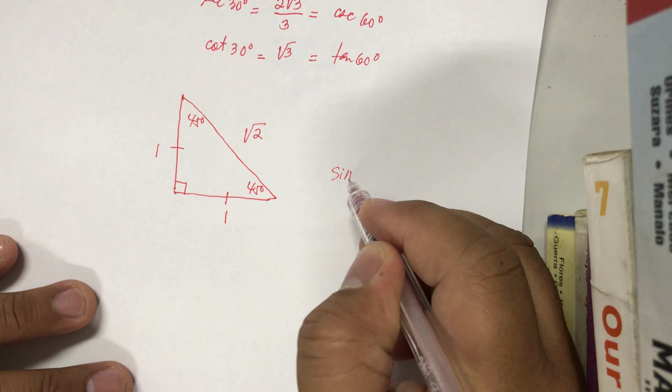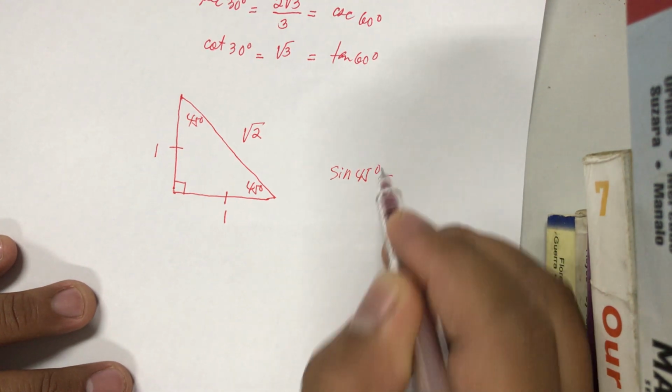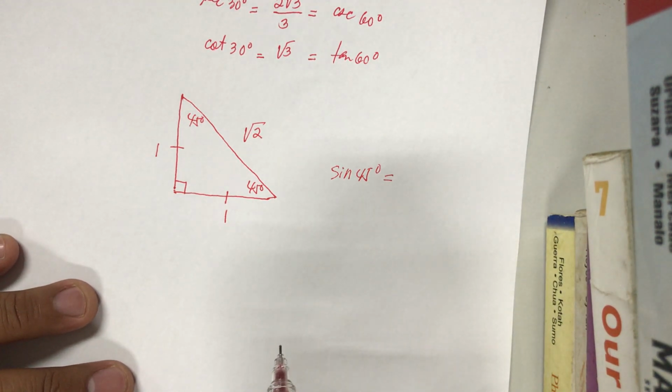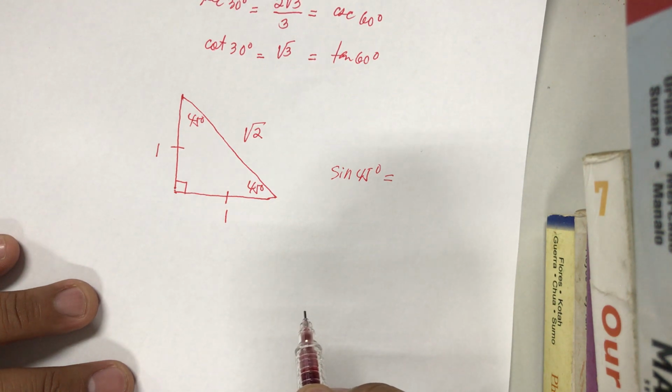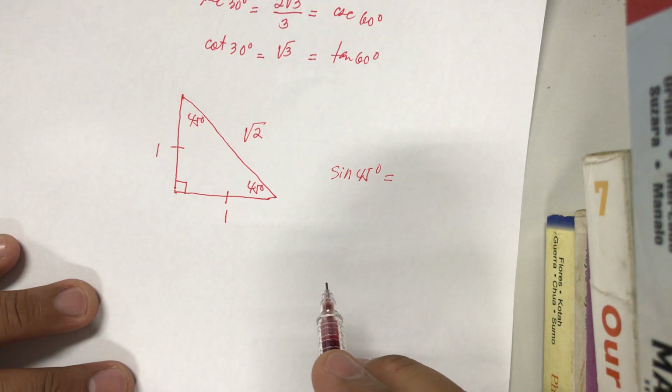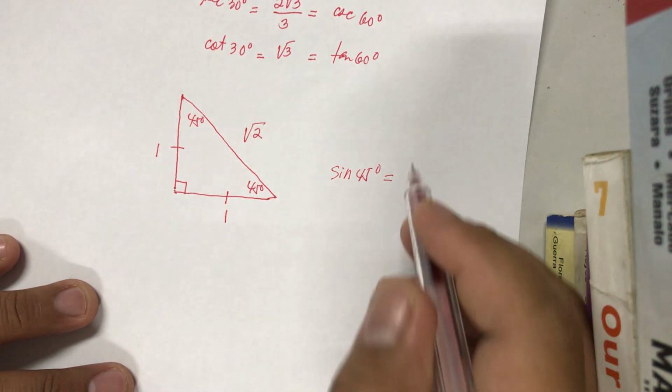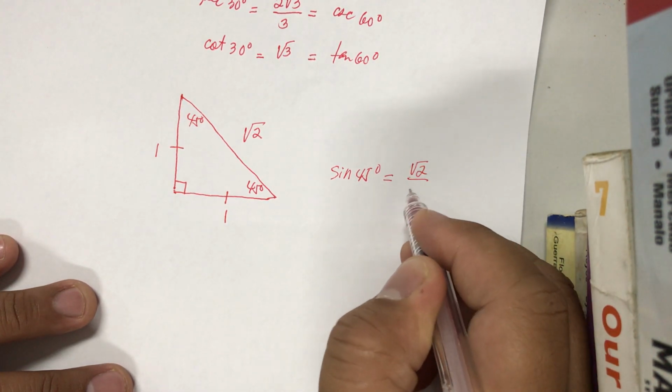So you have sine 45 degrees. Sine of 45 degrees, same definition, side opposite over hypotenuse. That's 1 over square root of 2. 1 over square root of 2 is not yet a final answer because there is a square root of 2 in the denominator. So you multiply both numerator and denominator by square root of 2. So 1 over square root of 2 will be equal to square root of 2 over square root of 4. The square root of 4 is equal to 2. Therefore, sine 45 degrees is equal to square root of 2 over 2.